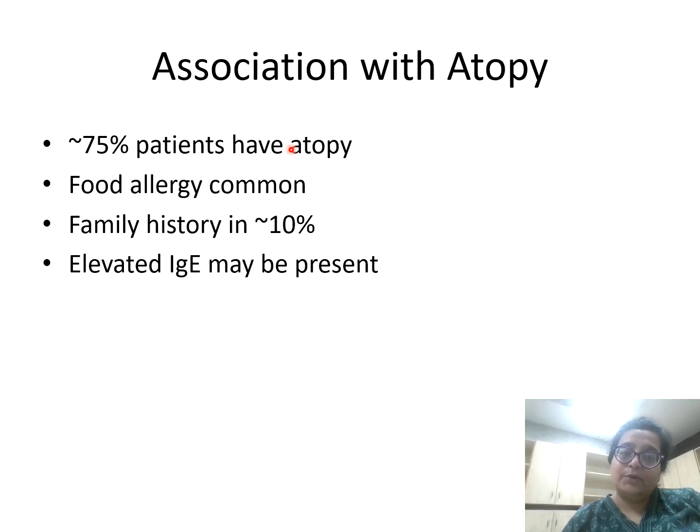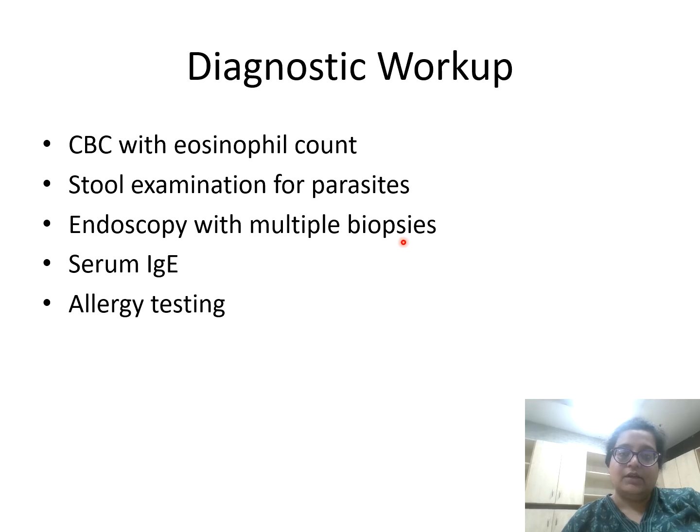75% of patients have atopy or food allergy. There's family history and elevated IgE levels, very commonly seen with eosinophilic gastroenteritis. CBC with eosinophil count is very important, especially in cases of CMPA, cow milk protein allergy, because you might get peripheral blood eosinophilia in the active phase of allergy when the child is having diarrhea in CMPA. Stool examination for parasites is imperative.